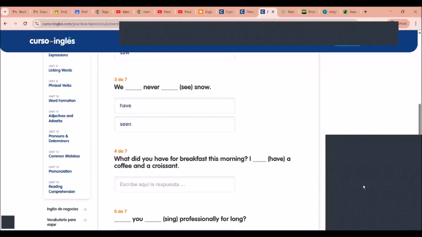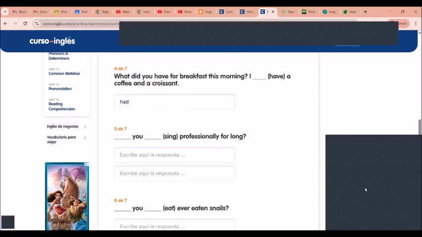Let's go with Valeria Paredes, number 4. What did you have for breakfast this morning? I had a coffee and croissant. Make sure that D is very clear: I had a coffee and a croissant. Sounds delicious. Let's continue with Montserrat Estefania Duran Vega.